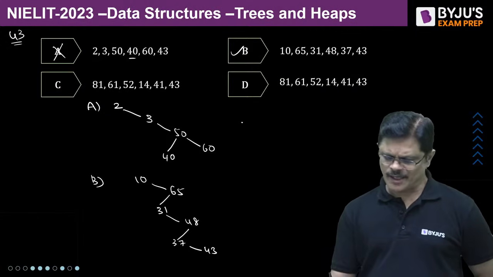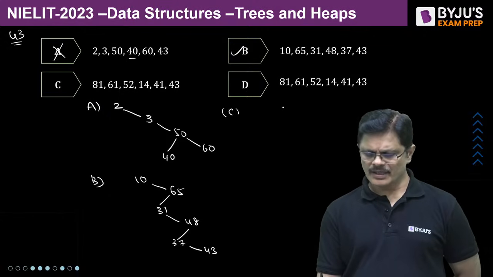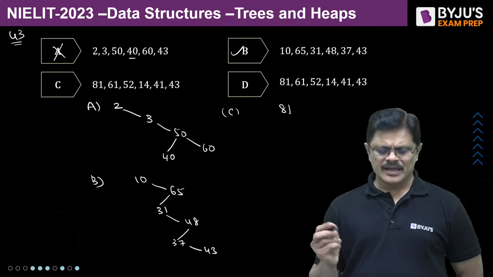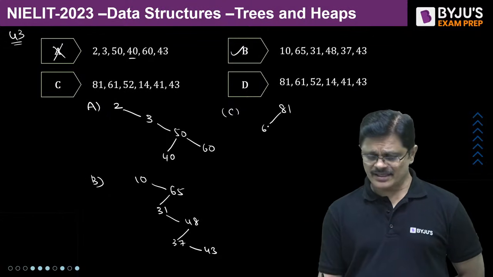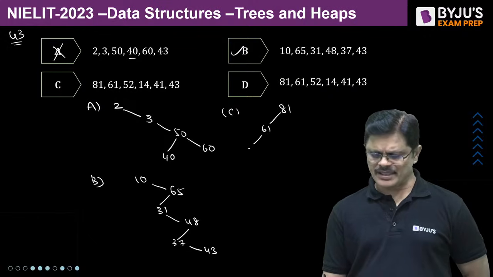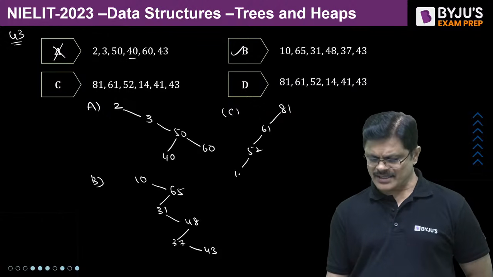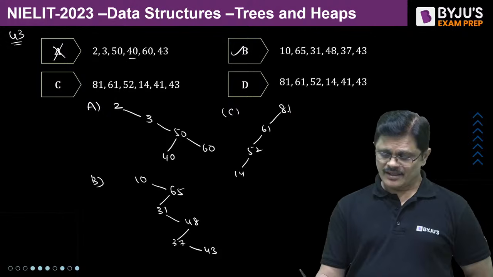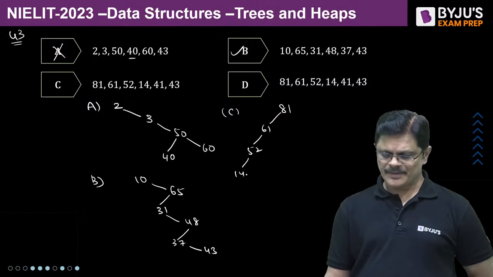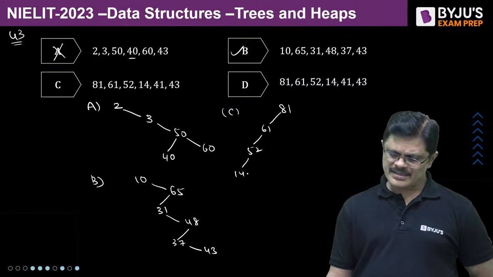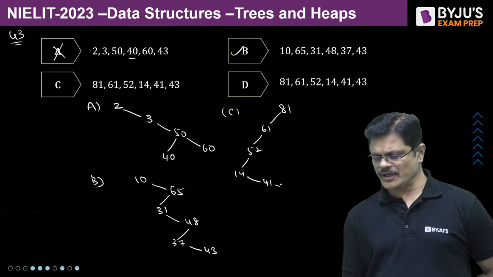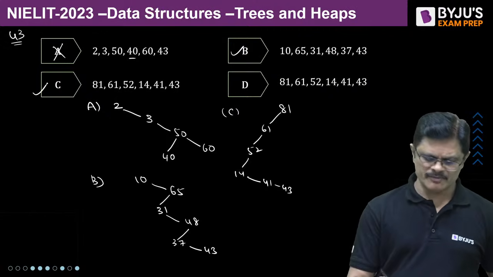So next one is option C. 81. Next is 61, less than that. Next is 52, less than that. Next is 14, less than that. Next is 41. 41 means what happens, sir? It is less than, but it is greater than this. Next is 43. Yes, this is also possible. No? C is also possible.